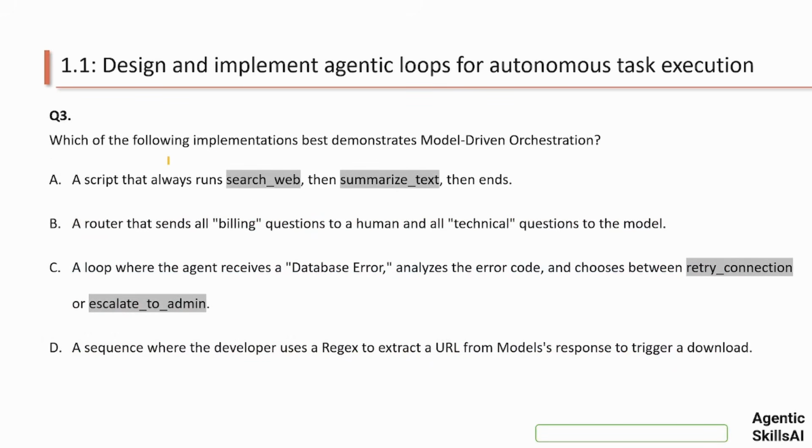Question 3. Which of the following implementations best demonstrates model-driven orchestration? A. A script that always runs search_web, then summarize_text, then ends. B. A router that sends all billing questions to a human and all technical questions to the model. C. A loop where the agent receives a database error, analyzes the error code, and chooses between retry connection or escalate to admin. D. A sequence where the developer uses a regular expression to extract a URL from the model's response to trigger a download.